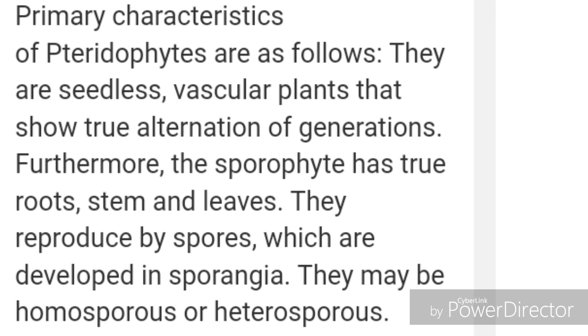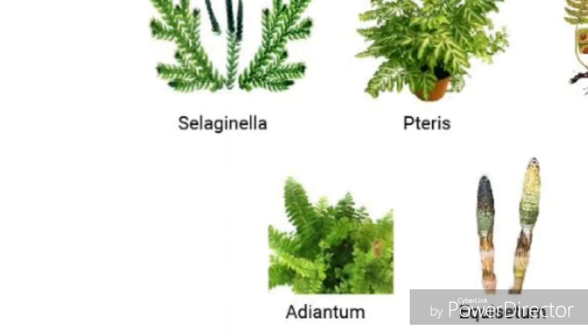In pteridophytes, vascular tissue or conducting tissue, that is xylem and phloem, is well developed. Now let us see some examples of pteridophytes: Selaginella, Pteris, Adiantum, Equisetum. All these are different examples of pteridophytes.